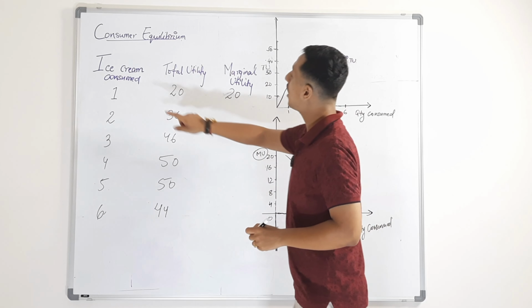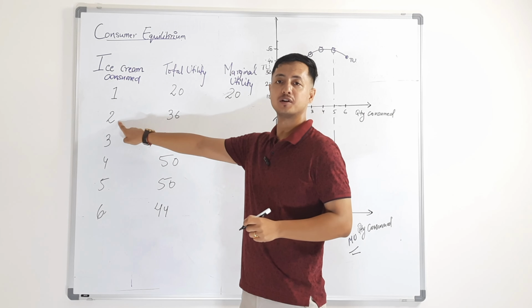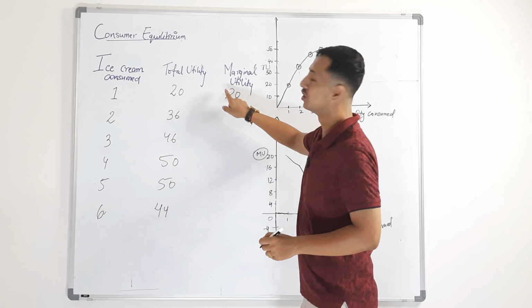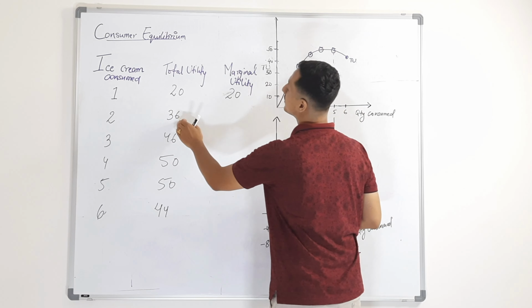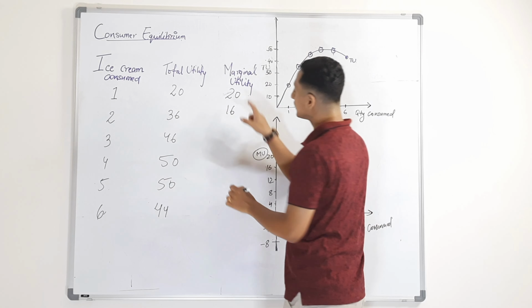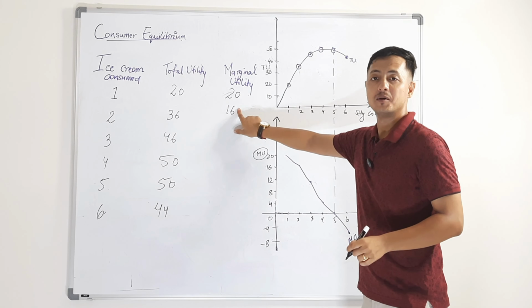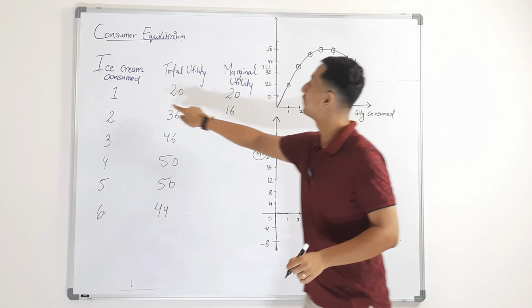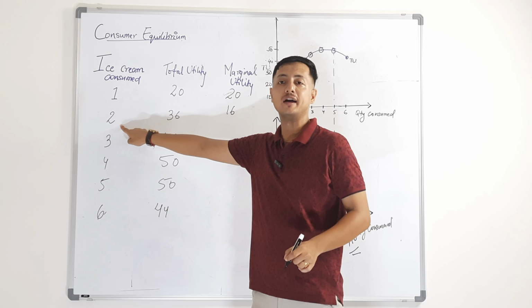Now one more additional unit of ice cream is consumed. What is the marginal utility derived? So it is 36 minus 20, that is 16. So 16 extra marginal utility has been derived after consuming one more ice cream.